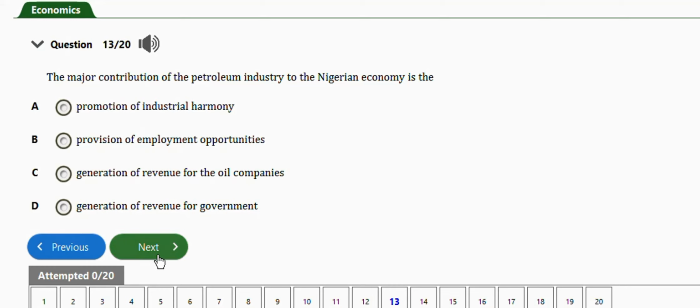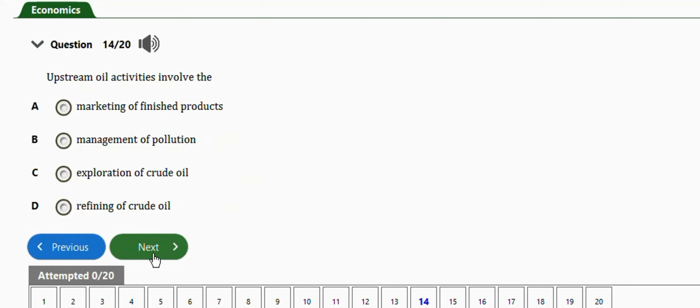Next question says upstream oil activities involve the remarketing of finished products, management of pollution, exploration of crude oil, refining of crude oil. Right answer is option C, exploration of crude oil.